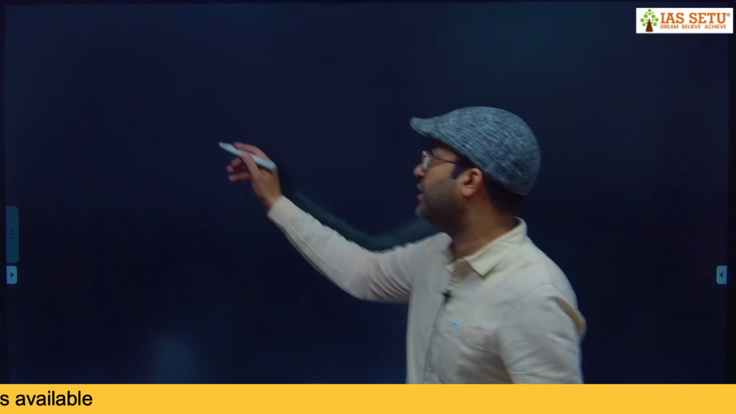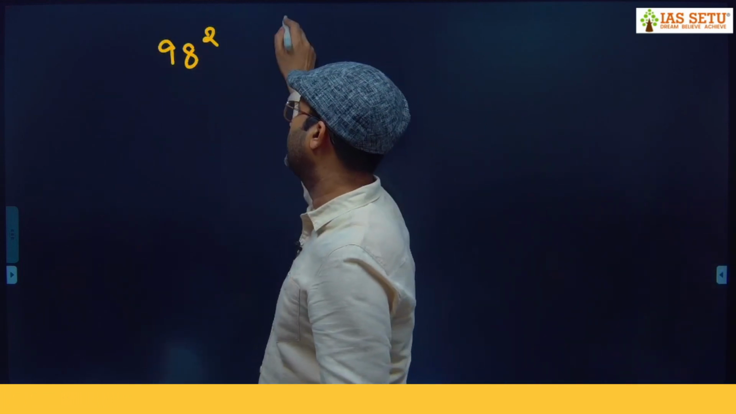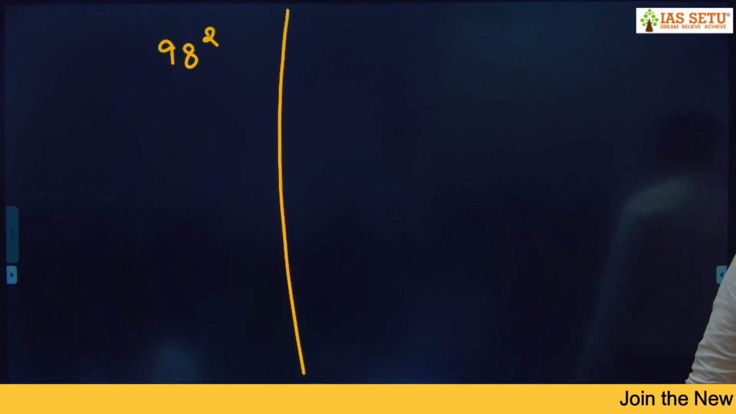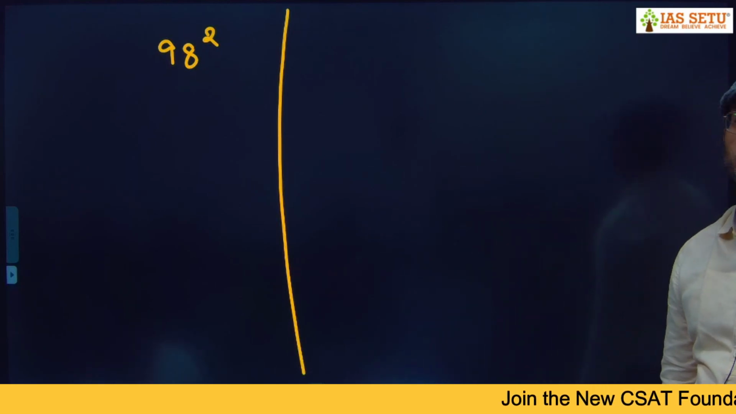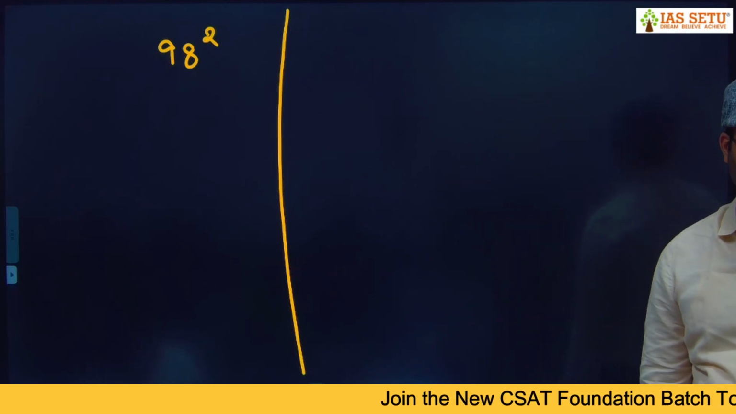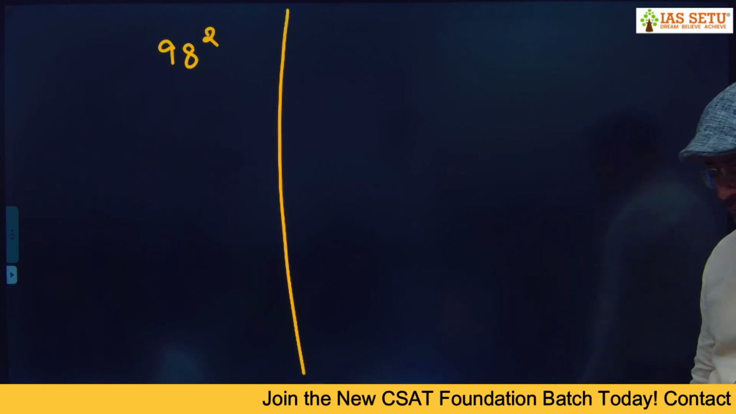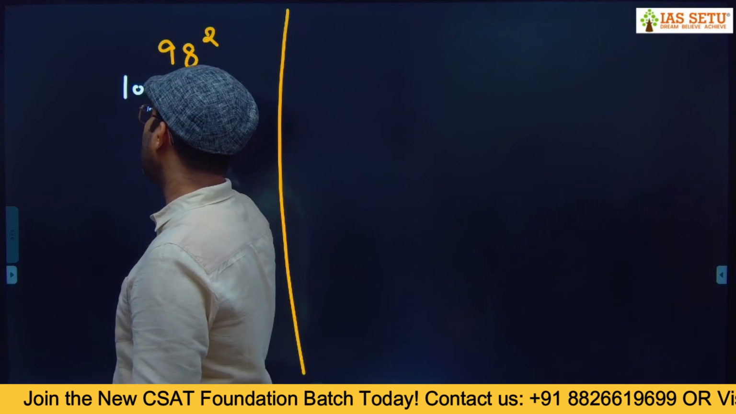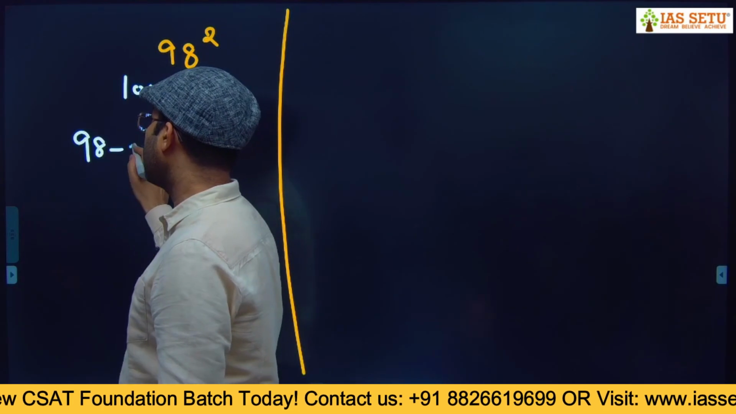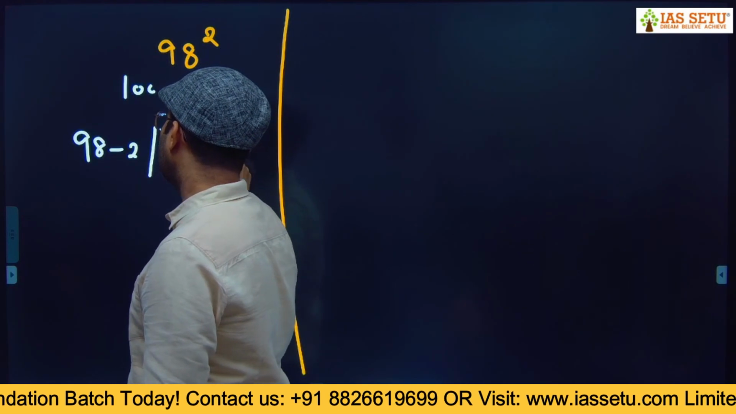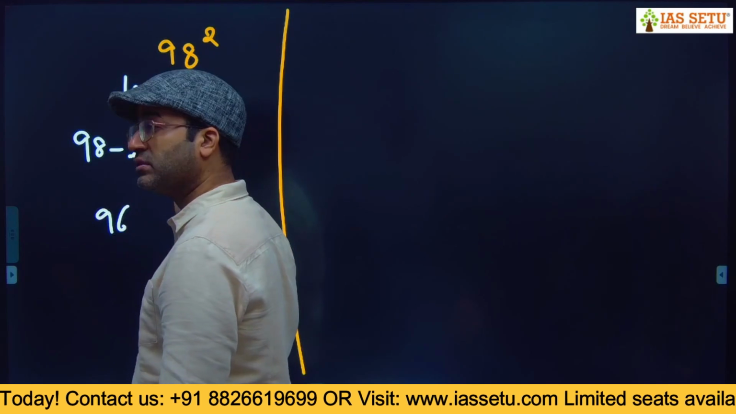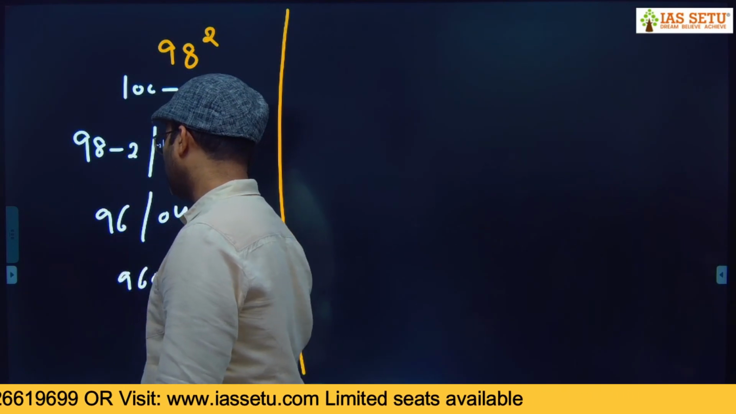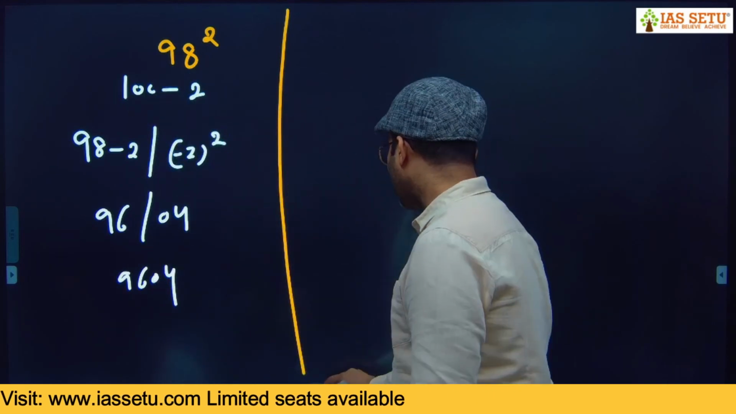Like, you try 98 square. Then it is 100 minus 2. Left side value is 98 minus 2. Right side value is minus 2 square. 96. Don't write 4, write 04. So 9604.